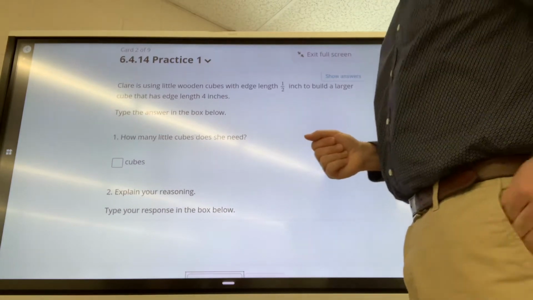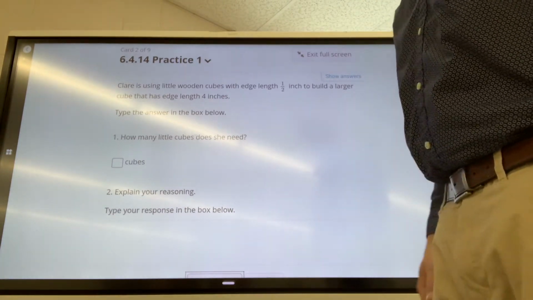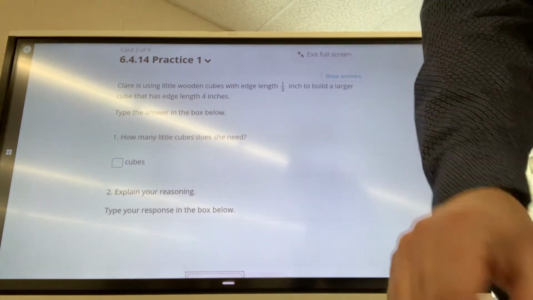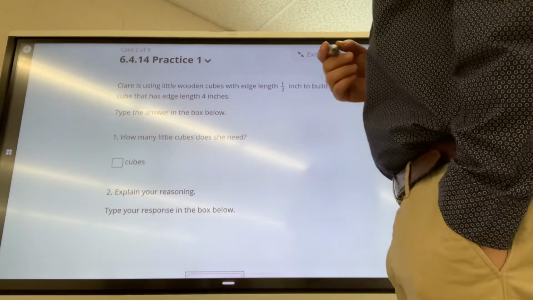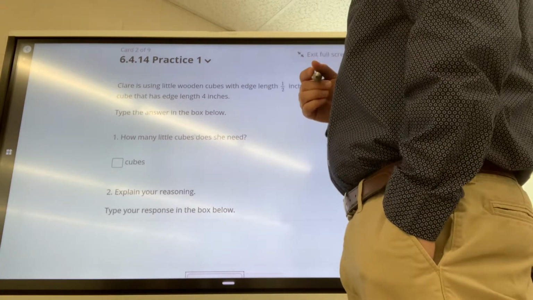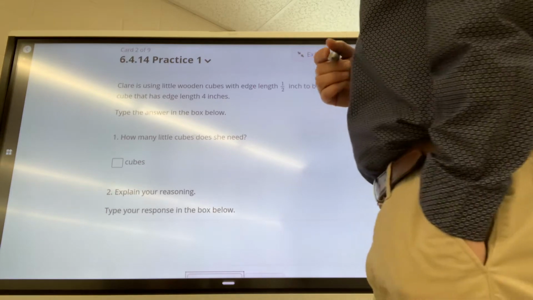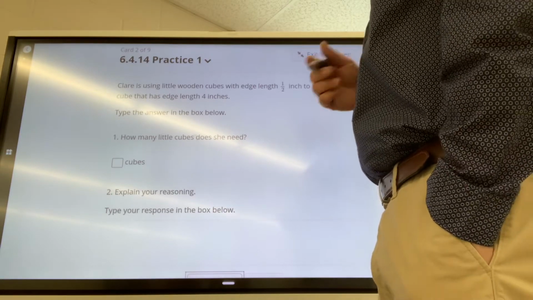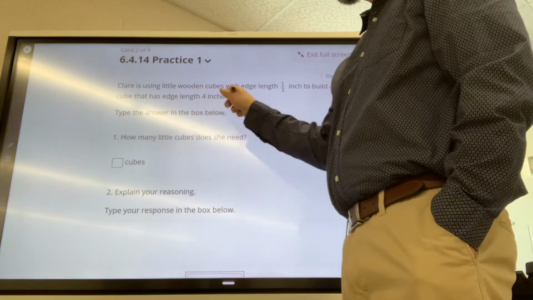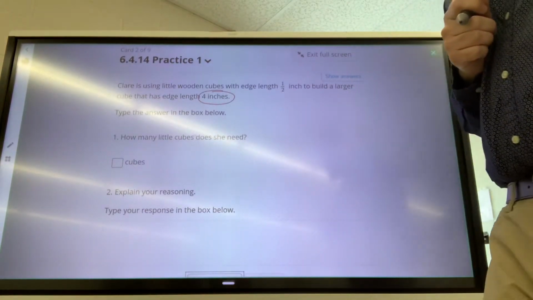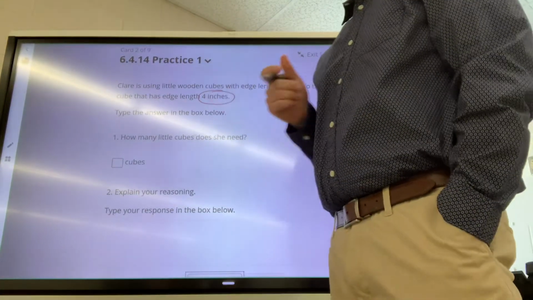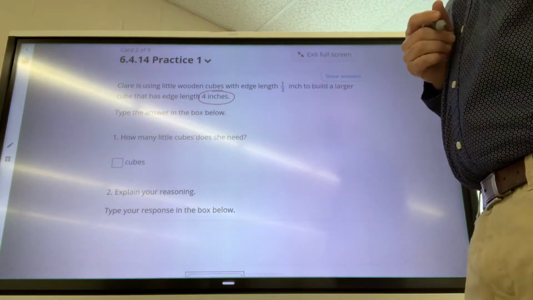Claire is using little wooden cubes with edge length of 1/2 inch to build a larger cube that has edge length of 4 inches. Type in the answer in the box below. How many little cubes does she need? Okay, well the first thing you might want to do is figure out what the volume is of the cube that has edge length of 4 inches.